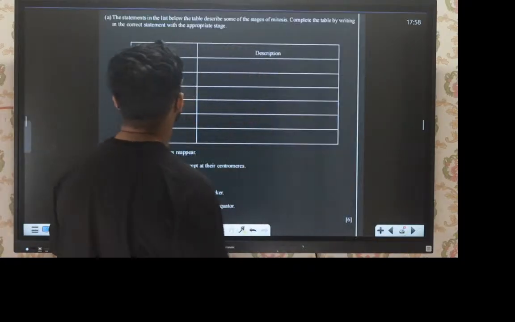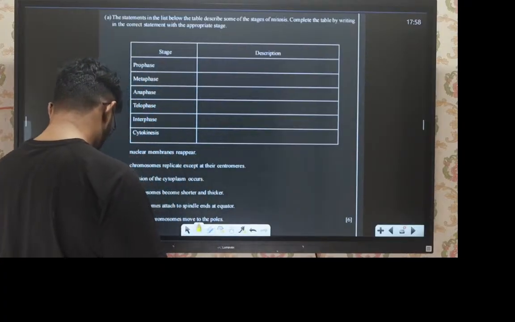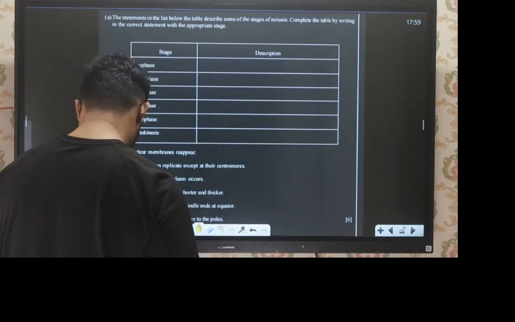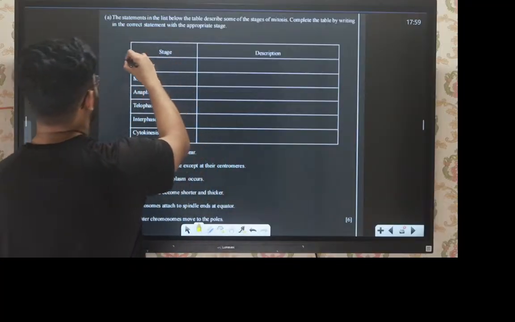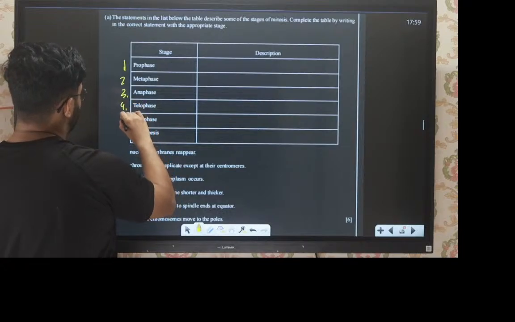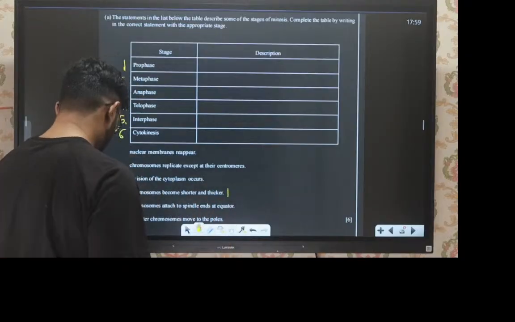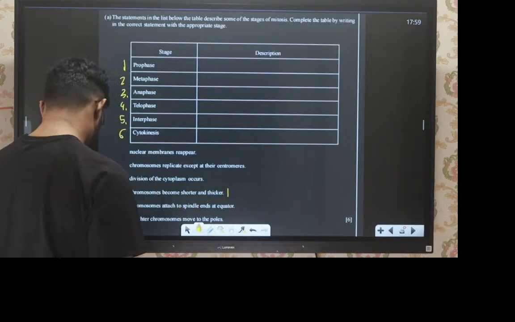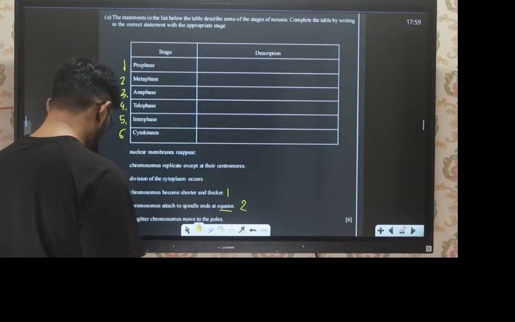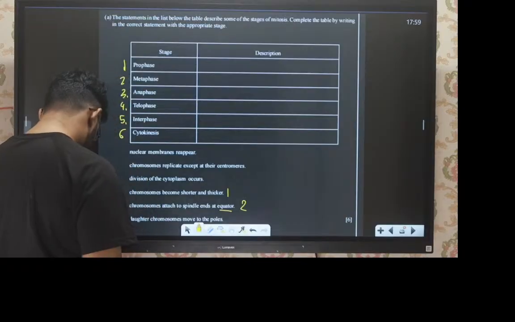Alright, next question. Right, what happens in prophase? Chromosomes become shorter and thicker. So instead of writing the whole thing, I'm just gonna write the number. Okay, so this is 1, this is 2, this is 3, this is 4, this is 5, and this is 6. So chromosomes become shorter and thicker. That's gonna be 1. And then what happens in metaphase? So it attaches at the equator. So this will be 2. So what happens in anaphase? Chromosomes move to the poles. So it's gonna be 3.